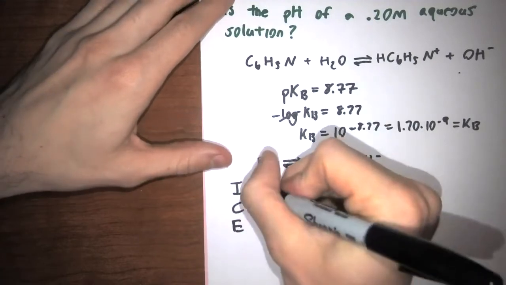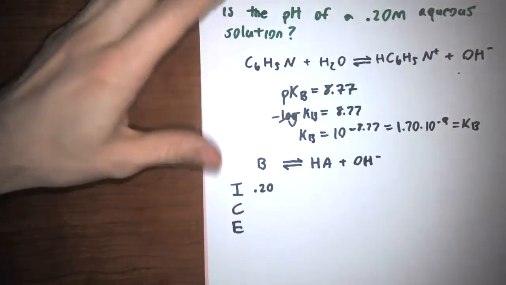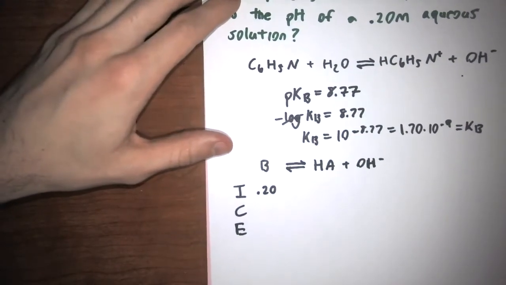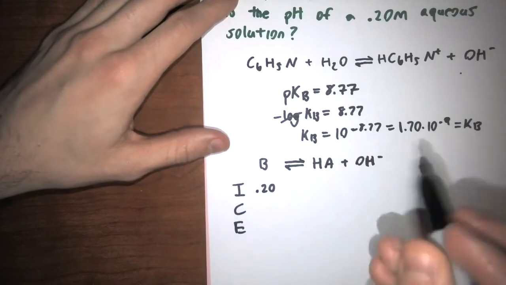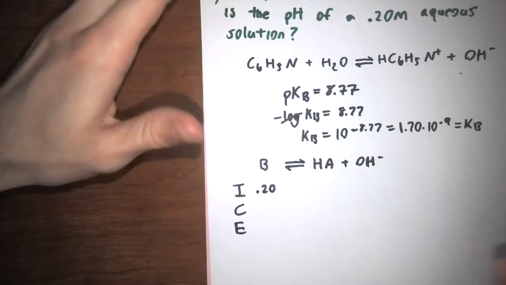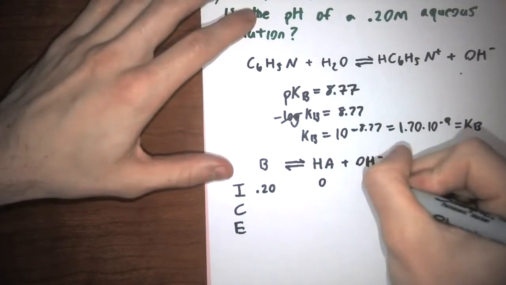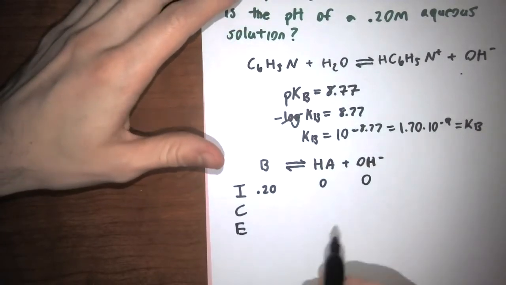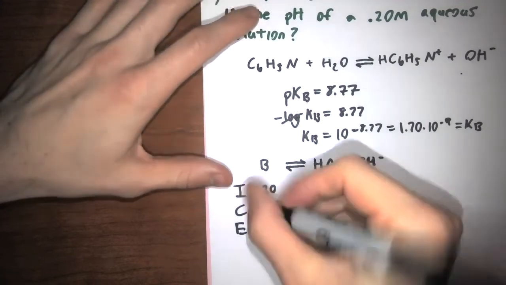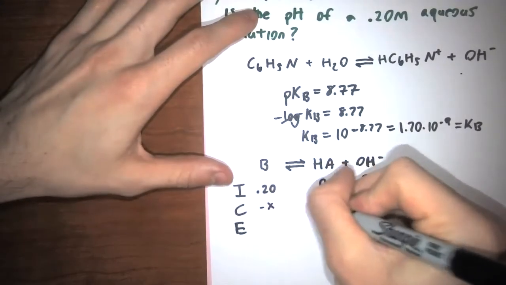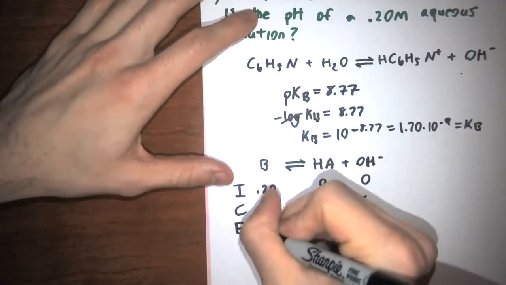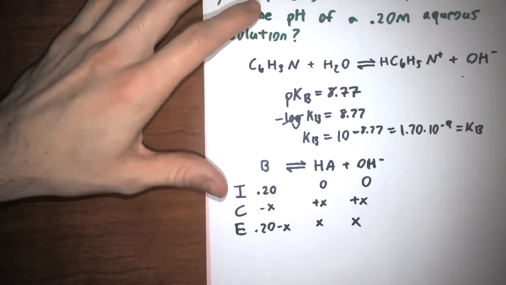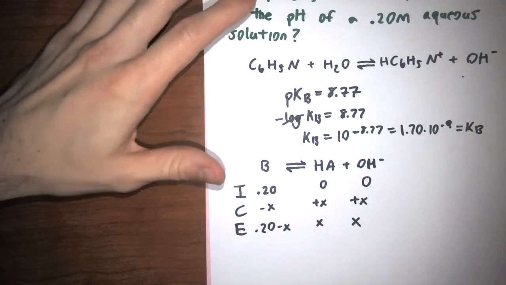0.20 is my starting concentration, right? This was given to us in the problem. 0.20 molar aqueous solution. What do these have to be? 0, right? We're not given any product to start. This is not a titration or something where we're halfway. So we know those are 0. Stoichiometry is 1 everywhere. We can't go negative on the right. Carry it down.